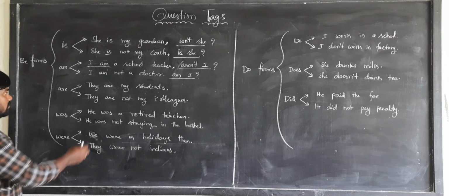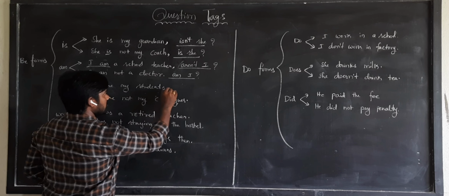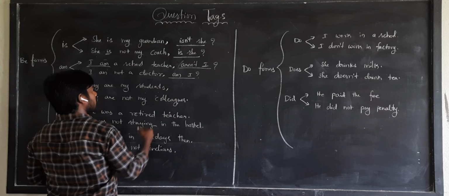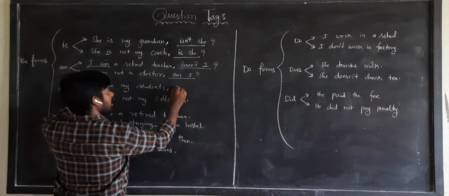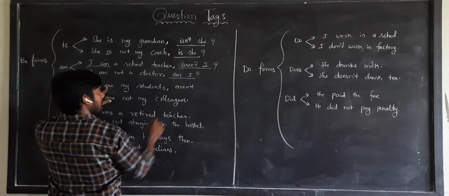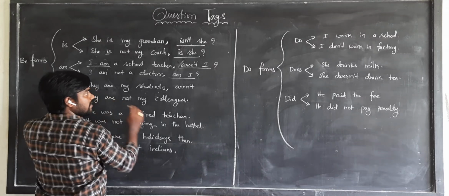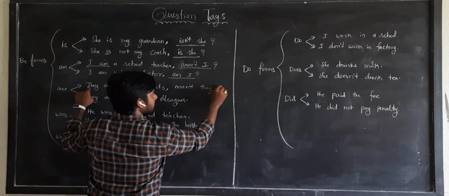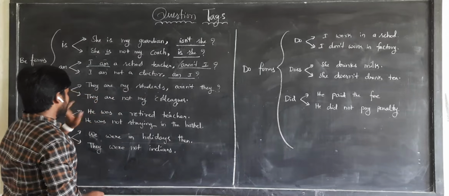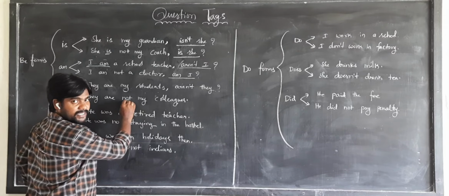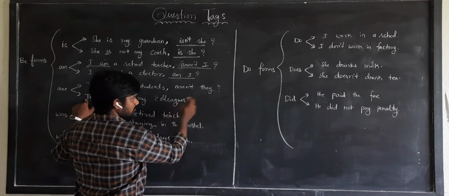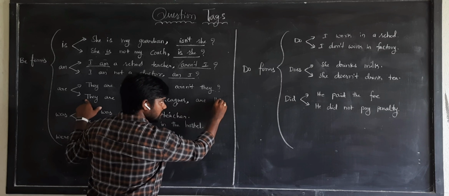Next, are. They are my students. So the statement is positive. The question tag will be negative. How do we make a question? Are, contraction, aren't. What pronoun is given? They. So, aren't they? They are my students. Aren't they? Next. This is negative, so the question tag will be positive. They are not my colleagues. Are they?